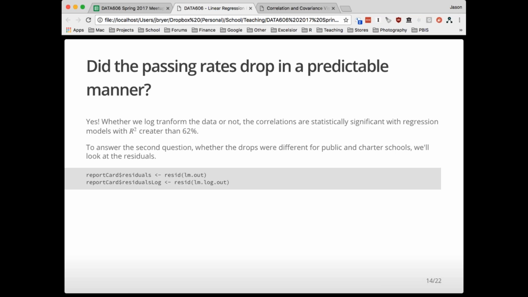So we've been talking about residuals really just in terms of evaluating the assumptions of the regression models, really for diagnostic purposes. But there are some situations where analyzing the residuals may provide some interesting information. So whether we do the log transformation or not, we had an R squared of at least 62%. So the question I had is, did the scores drop more for public schools than charter schools, or vice versa, or was there a difference?